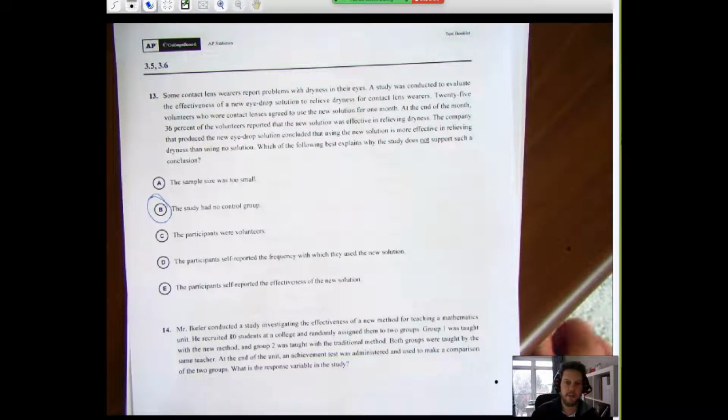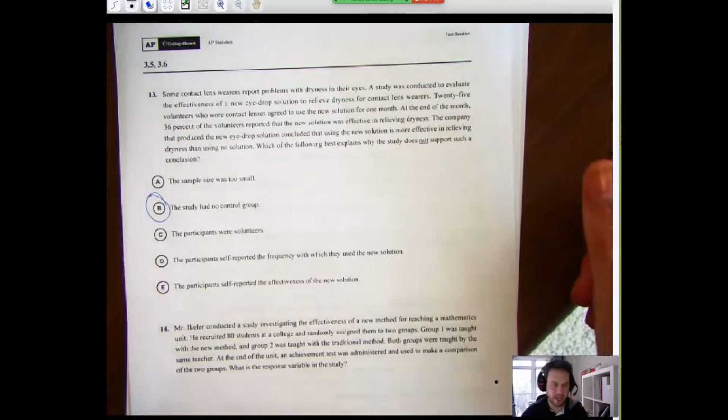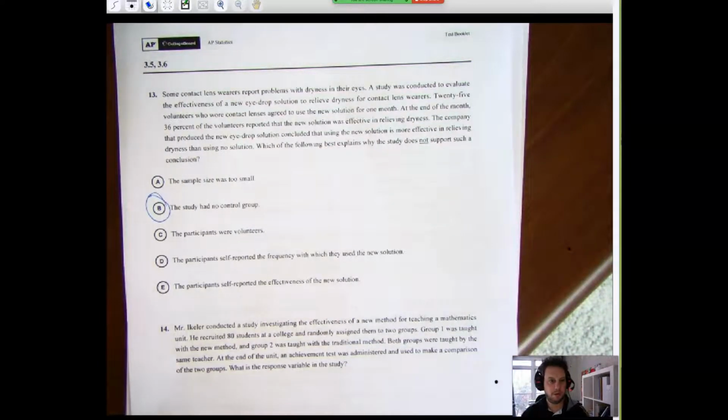That is not supported because we didn't use a control group. It's possible that 36% of the volunteers' eyes would have gotten better regardless. I mean, it's been a month, so maybe your dry eye situation went away. So unless we can say, here's what happens if you take eye drops, here's what happens if you don't, here's the difference, you cannot make that conclusion. Yeah, it's not an experiment, right? We didn't control who did what because everyone did the same thing.